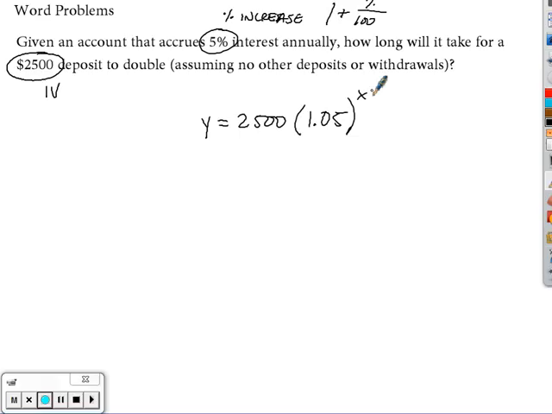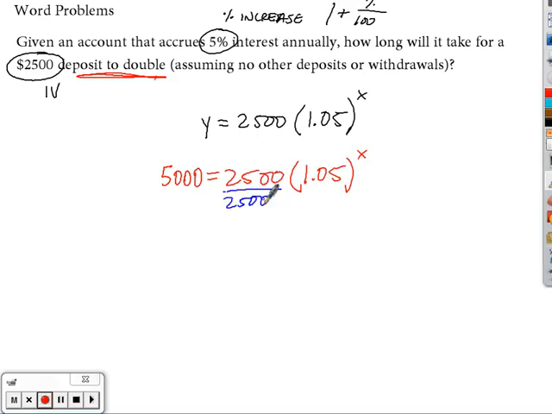Now, the problem is inadvertently giving us more information. It's actually telling us what the future value is, because it asks for the deposit to double. So we actually know what y is as well. If we didn't know that, we wouldn't be able to do this problem. So 5,000 equals 2,500 times 1.05 to the x power. Remember, we can't multiply these two together because the 1.05 has the x. So we're going to divide by 2,500. A lot of people say subtract, but there's no addition here, so I'm not sure why you'd want to subtract. 5,000 divided by 2,500 is 2, equals 1.05 to the x.